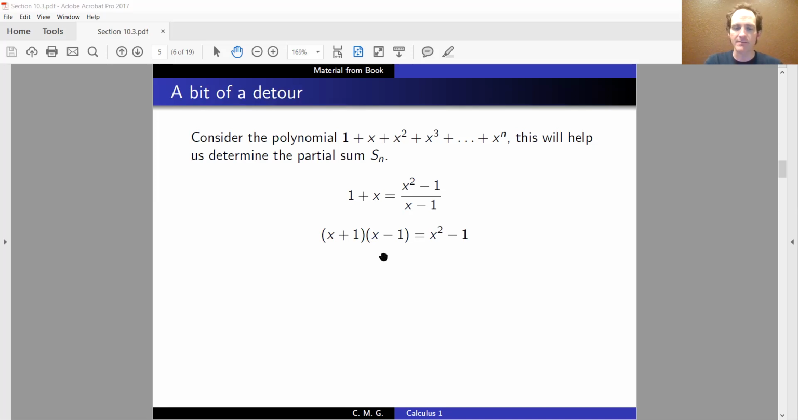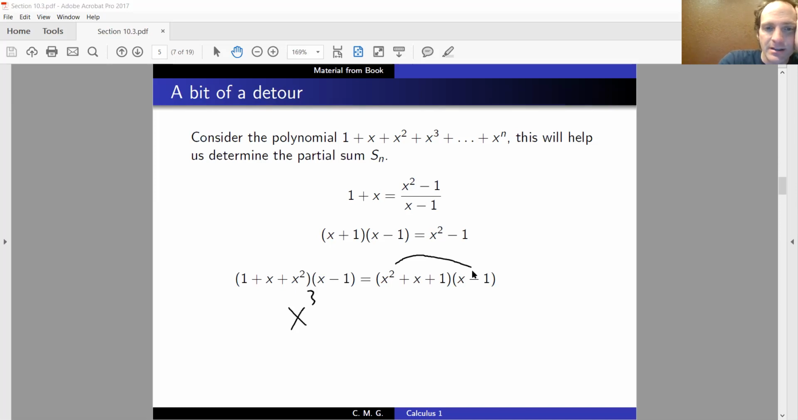Let's multiply each one of these partial sums by x minus 1 and see what happens. Okay, so let me repeat that. I want to take each one of the partial sums up to n and multiply each of those by x minus 1 and see what happens. Okay, so what do I get? What's great here is I can multiply these together pretty easily. I multiply x minus 1 times x squared, I get x cubed minus x squared. Multiply x minus 1 times x, I get plus x squared minus x. Multiply x minus 1 times 1, and I get plus x minus 1.